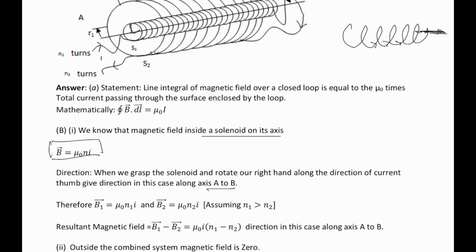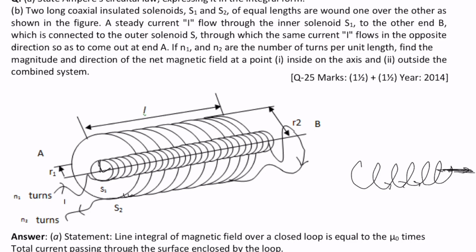Now the magnetic field produced, B1, is equal to mu 0 N1 I. B2, the magnetic field produced because of the N2 turns, is equal to mu 0 N2 into I, correct? And assuming that N1 is more than N2, the number of turns are varying here. So the resultant magnetic field: here it is given that the steady current I flows through the inner solenoid, which is connected to the outer solenoid, through which the same current I flows in the opposite direction.